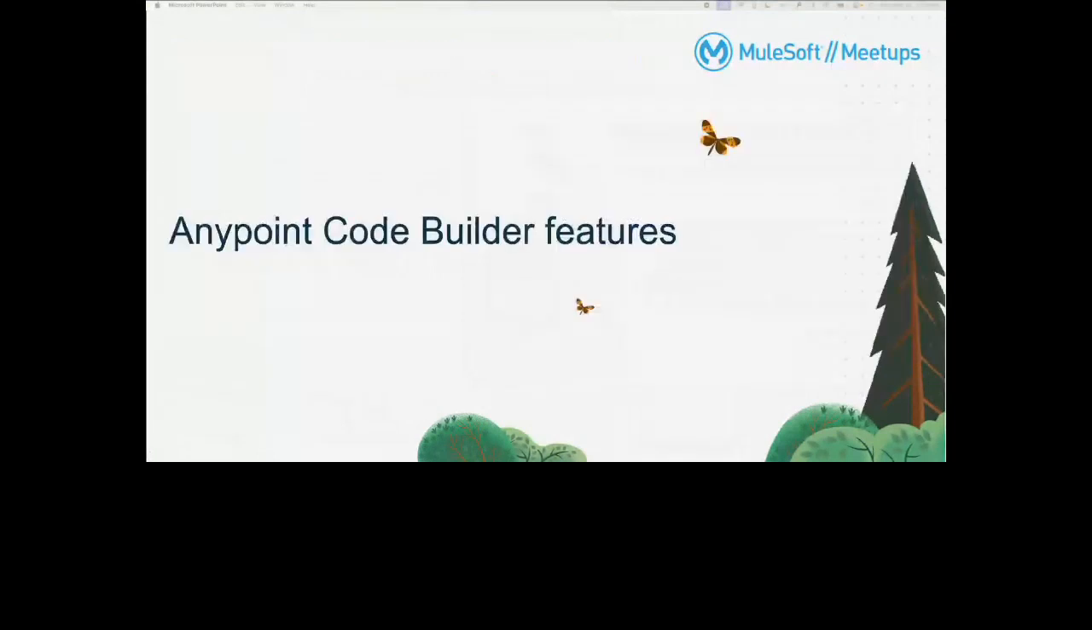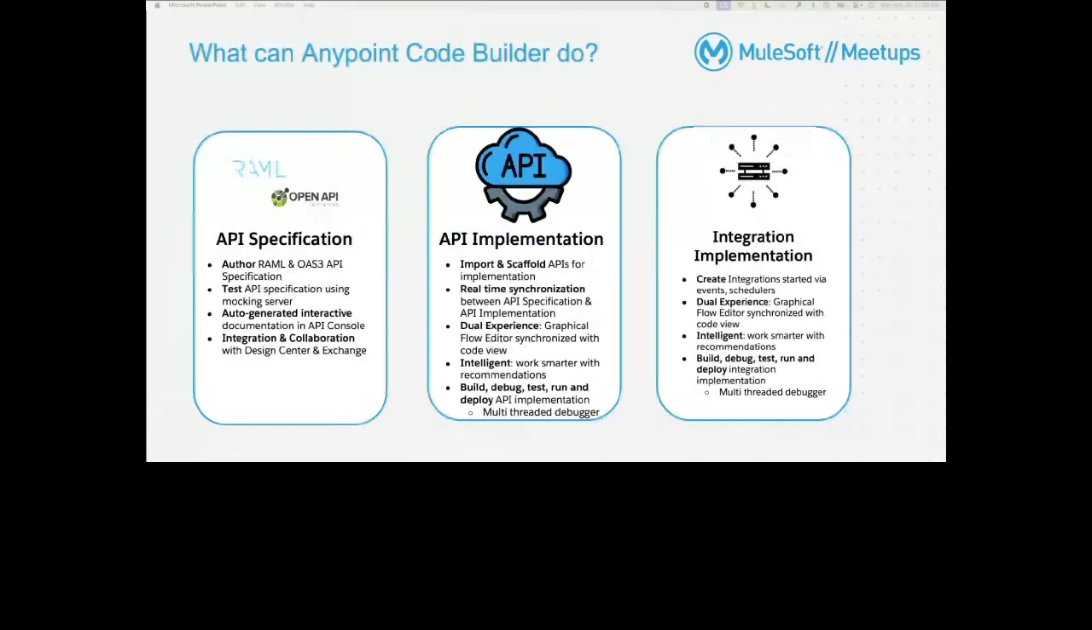So what are all the Anypoint Code Builder features available, right? Create API specifications with RAML and OAS3, test them using a mock server, as we have seen, and access interactive documentation via the API console. Collaborate and design with Design Center and Exchange for seamless integrations.